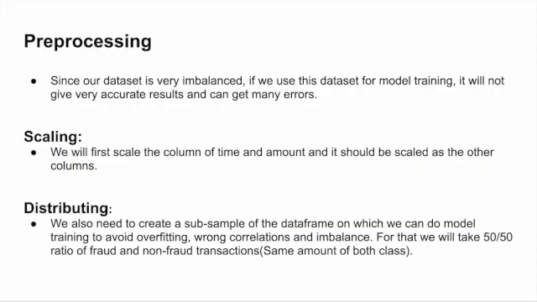Now we have done some pre-processing. Since our data set is very imbalanced, because there are a very high number of non-fraud transactions and a very low number of fraud transactions, we need to do some scaling and distributing. First we will scale the time and amount columns like the other columns. Then we have done some distribution. For that we create a subsample with a 50-50 ratio of both classes, fraud and non-fraud, to avoid overfitting, wrong correlation and imbalance.